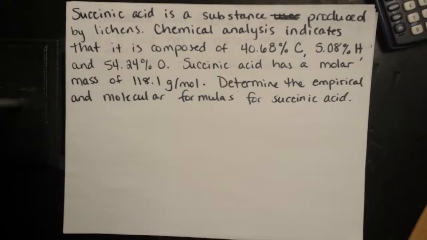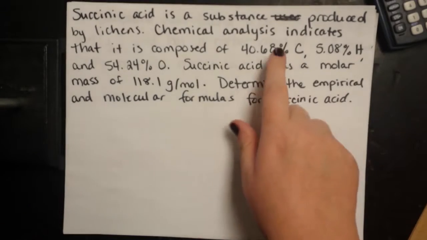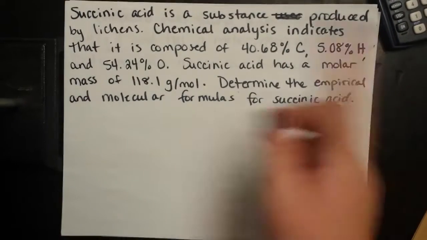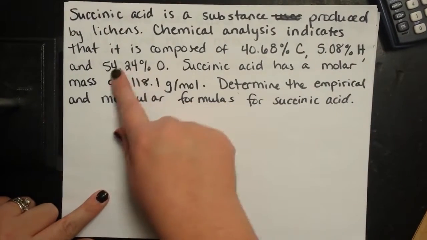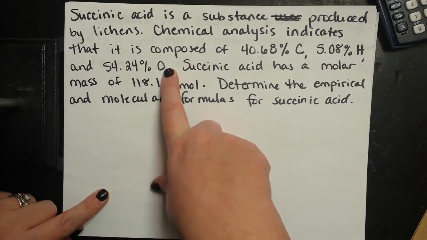All right, slightly different problem, but not really. It's only different at the very, very end. So here we're looking at succinic acid, which is something that is produced by lichens in nature. We are given the percent composition of it, and then we're also given a new piece of information. So see how it says blah, blah, blah. This is all so far the same exact problems we've been looking at.